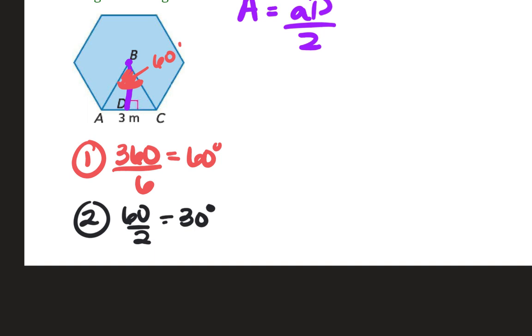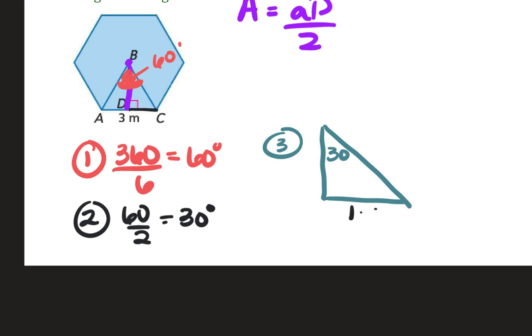Once you find your 30, you're going to go to step 3, and step 3 is just going to have you look at it as a right triangle. So here's your right triangle. Half of that angle is 30. You have 3 at the bottom. Well, I don't want the full 3, I only want part of it. What would be half of that 3? 1.5. And then you're looking for the apothem, or the height. That's what you're looking for.